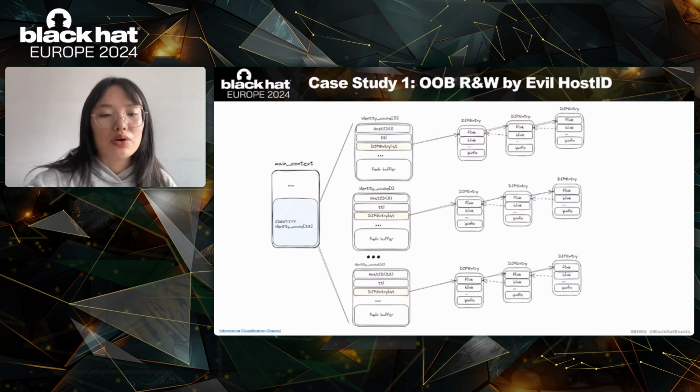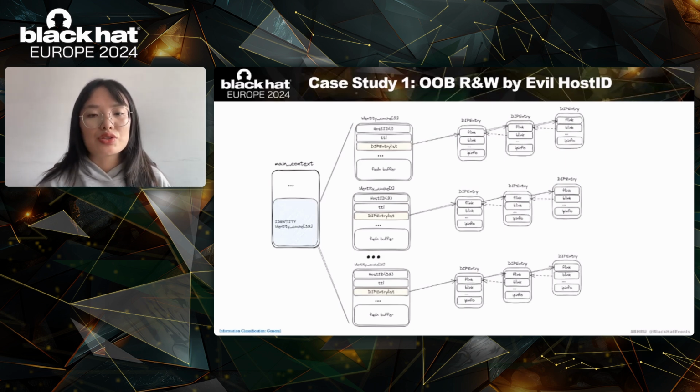Next, let's take a look at the identity cache structure used in NLB. As shown in this diagram, the identity cache is an array of 32 entries. Each has a specific host ID. The host ID is an index for identifying each host in the cluster, ranging from 1 to 32. The DIP entry list is a linked list where each DIP entry stores detailed IP information of the host.